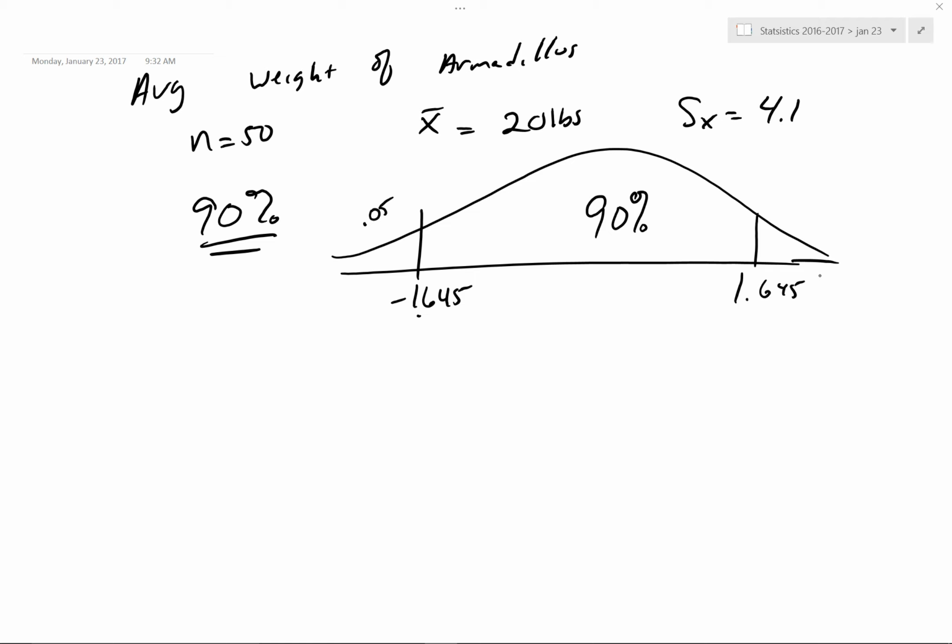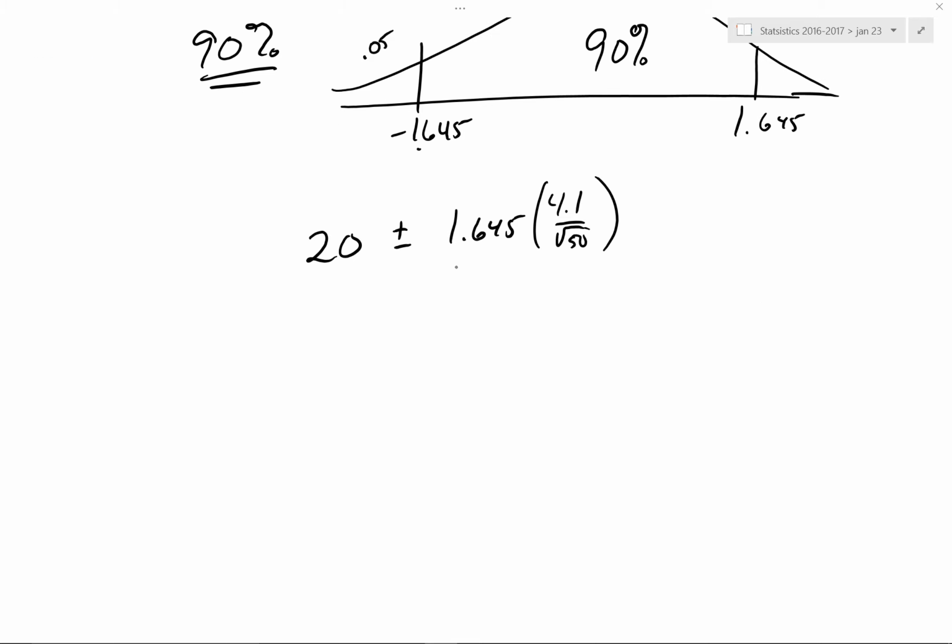Now, again, let's set this thing up. So it's 20 plus or minus z times the standard deviation over the square root of 50. Oops, and I write 40. Attaboy. So again, if you're smart, I think you'll compute the margin of error first.